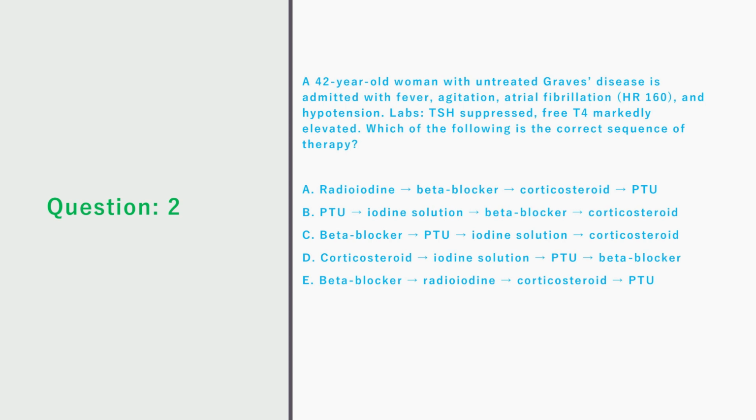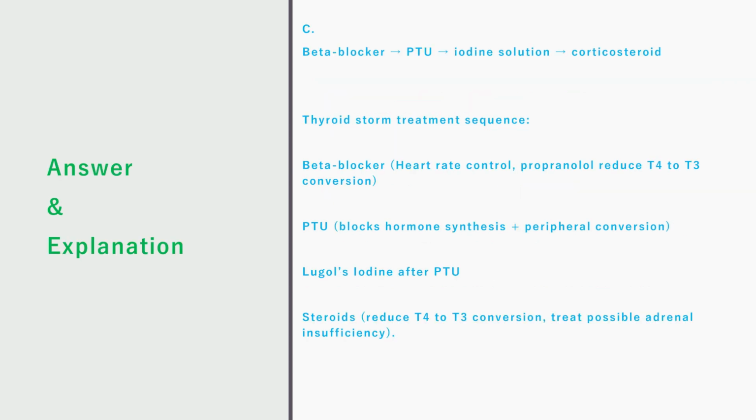A. Radioiodine, beta blocker, corticosteroid, propylthiouracil. B. Propylthiouracil, iodine solution, beta blocker, corticosteroid. C. Beta blocker, propylthiouracil, iodine solution, corticosteroid. D. Corticosteroid, iodine solution, propylthiouracil, beta blocker. E. Beta blocker, radioiodine, corticosteroid, propylthiouracil. Correct answer is C. Beta blocker, propylthiouracil, iodine solution, corticosteroid.